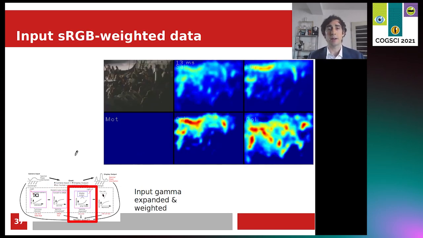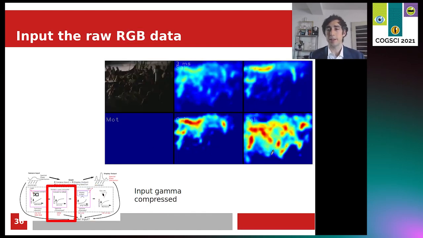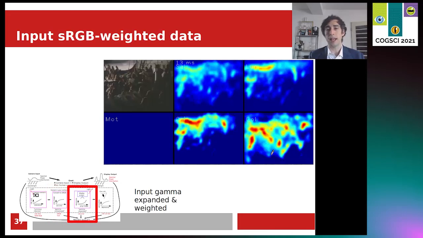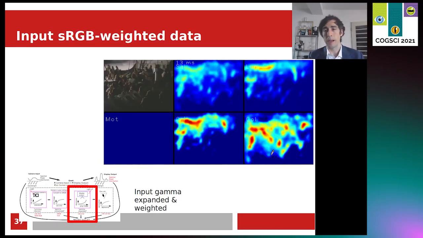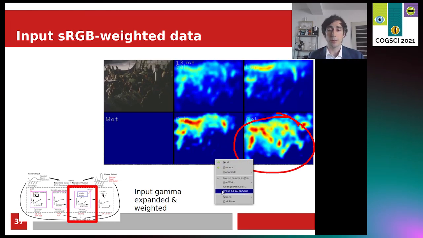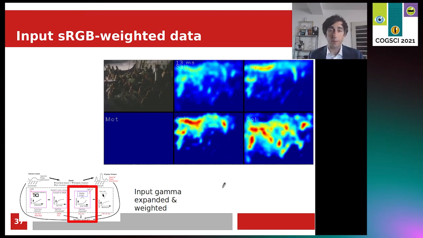Whereas if I correctly gamma uncompress or gamma expand those and do the weightings for the luminance of red, green, and blue, you get a response that looks like this. And you can see there's some difference between the outputs of the saliency map, which makes sense, of course. You're feeding it different input and getting different output. But this could lead to incorrect conclusions if you're doing something like, for example, separation of the different feature channels to predict what's different between marmosets and macaques or humans. You might come to incorrect conclusions because, of course, you're feeding it incorrect data that doesn't actually represent what the animal is seeing.